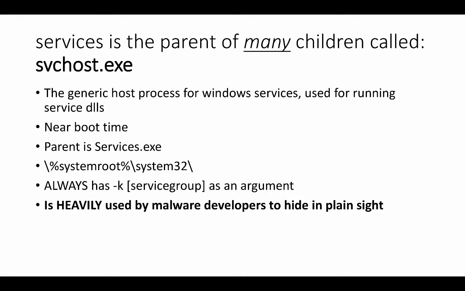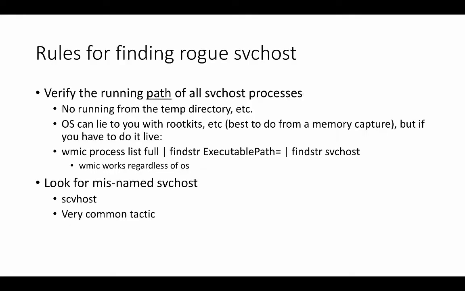And that -k service group is an important thing, because if you see a service host that's running without that argument, you know you probably have a problem. So this is really heavily used by malware developers to hide in plain sight, because there are so many service hosts running on a system that people don't even bother to look to see: is that a legitimate service host running? Does it have a parent of services.exe? Does it have -k as an argument?